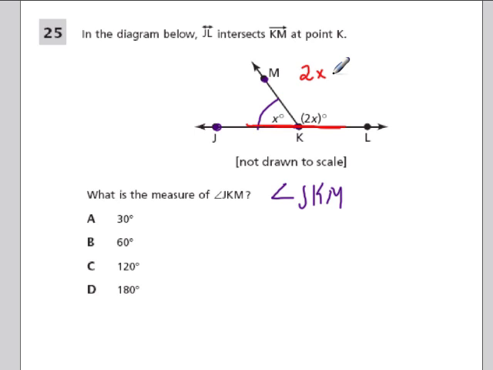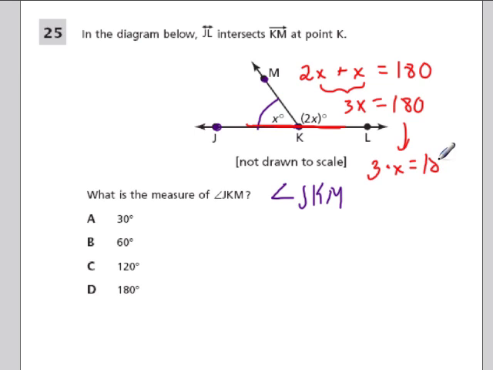So we don't know what X is yet, but if I take two X's and then add it to another X, I will get 180. So if I combine these, two X's and another X, we have three X's equal to 180, and this is saying, 3 times what X gives you 180. So what number times 3 is 180? If we can't see it, we can just divide both sides by 3, and that will tell us the answer. So we have to figure out what is 180 divided by 3.